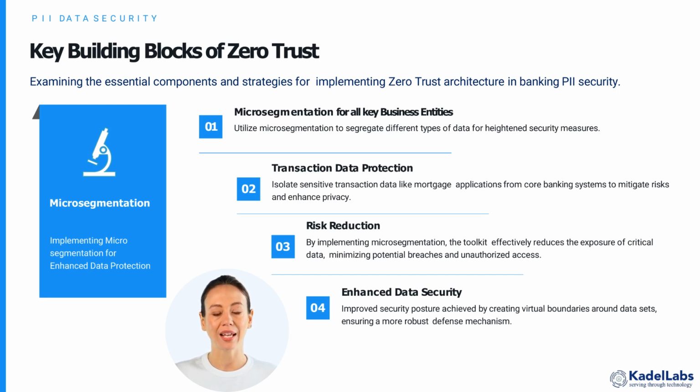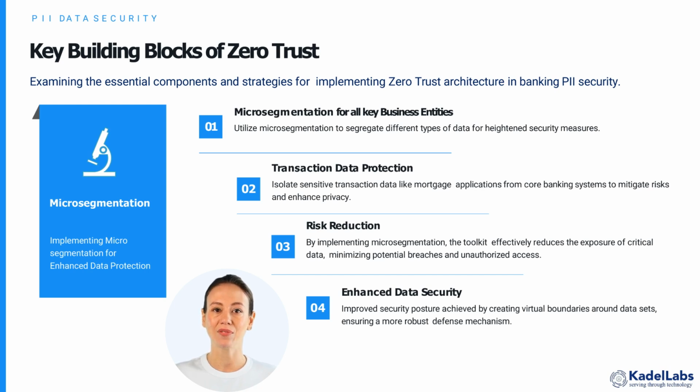For example, consider transaction data protection. Sensitive information like mortgage applications can be isolated from the core banking systems. By doing this, we minimize the risks of unauthorized access, ensuring that sensitive data remains protected and separate from other systems. With microsegmentation, we reduce the exposure of critical data.